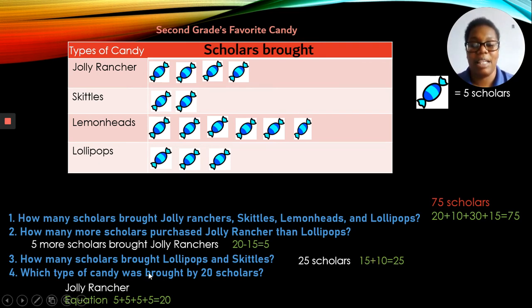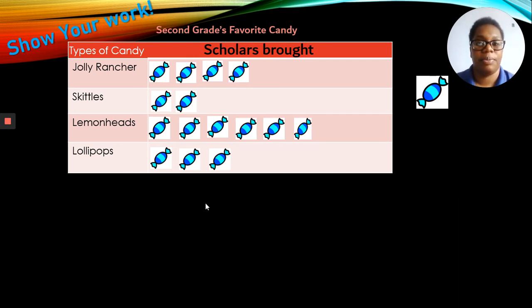Which type of candy was brought by 20 scholars? You can go up here and you have to find which type of candy equals 20 scholars purchased. So 5, 10, 15, 20. That is Jolly Ranchers. Okay. Let's go to the next one. I want you to show me your work on this one.